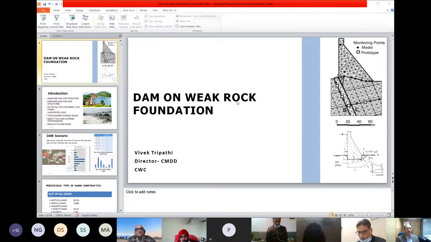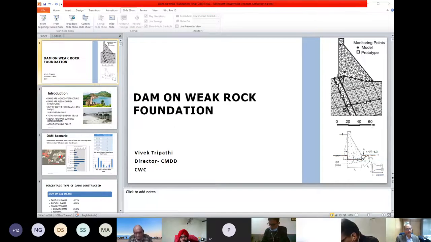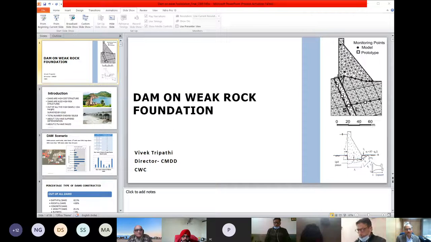So today we are going to discuss the dam on weak rock foundation. Briefly, dams are very high cost structures, also high risk structures. A high dam, we generally define height wise, if it is more than 15 meters high. And I am giving some statistical data. As surveyed by ICOLD, the total number of dams in the world is 58,818. About 7.5% have suffered deterioration and 0.7% have failed. So this is the worldwide scenario in a nutshell.